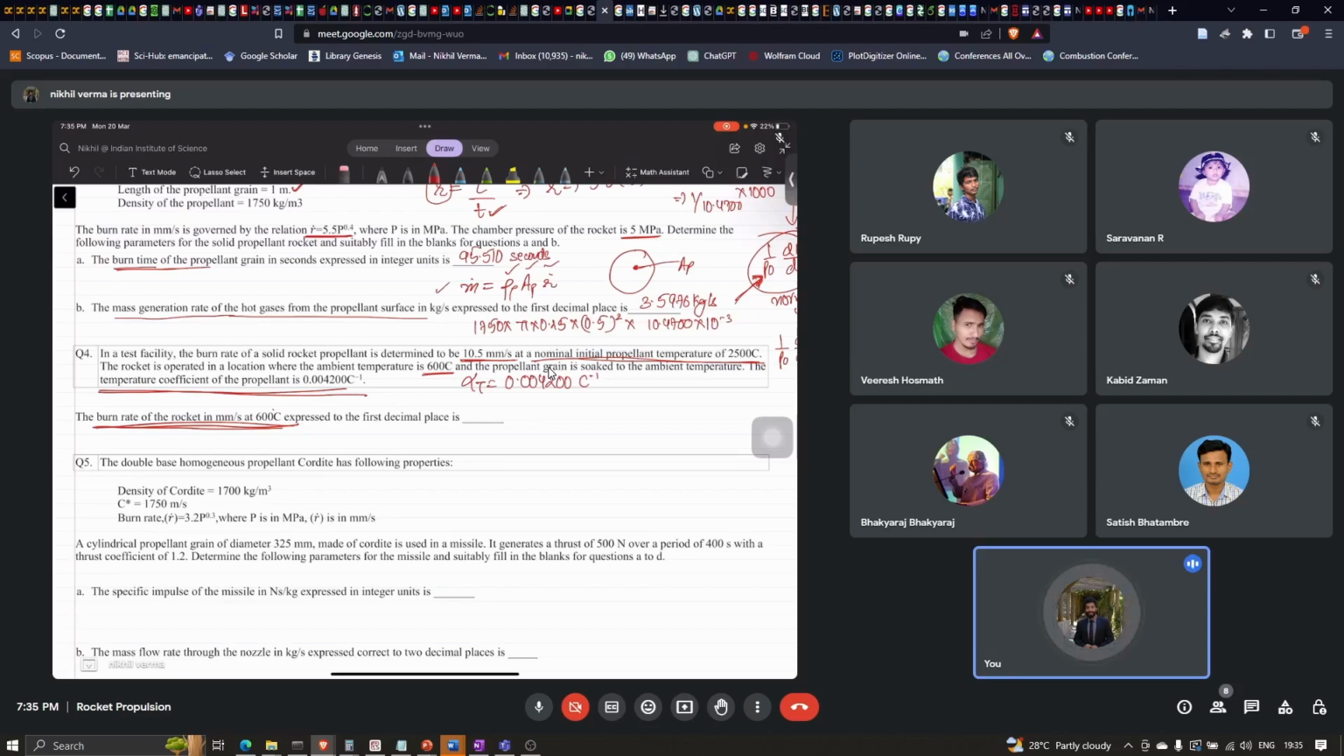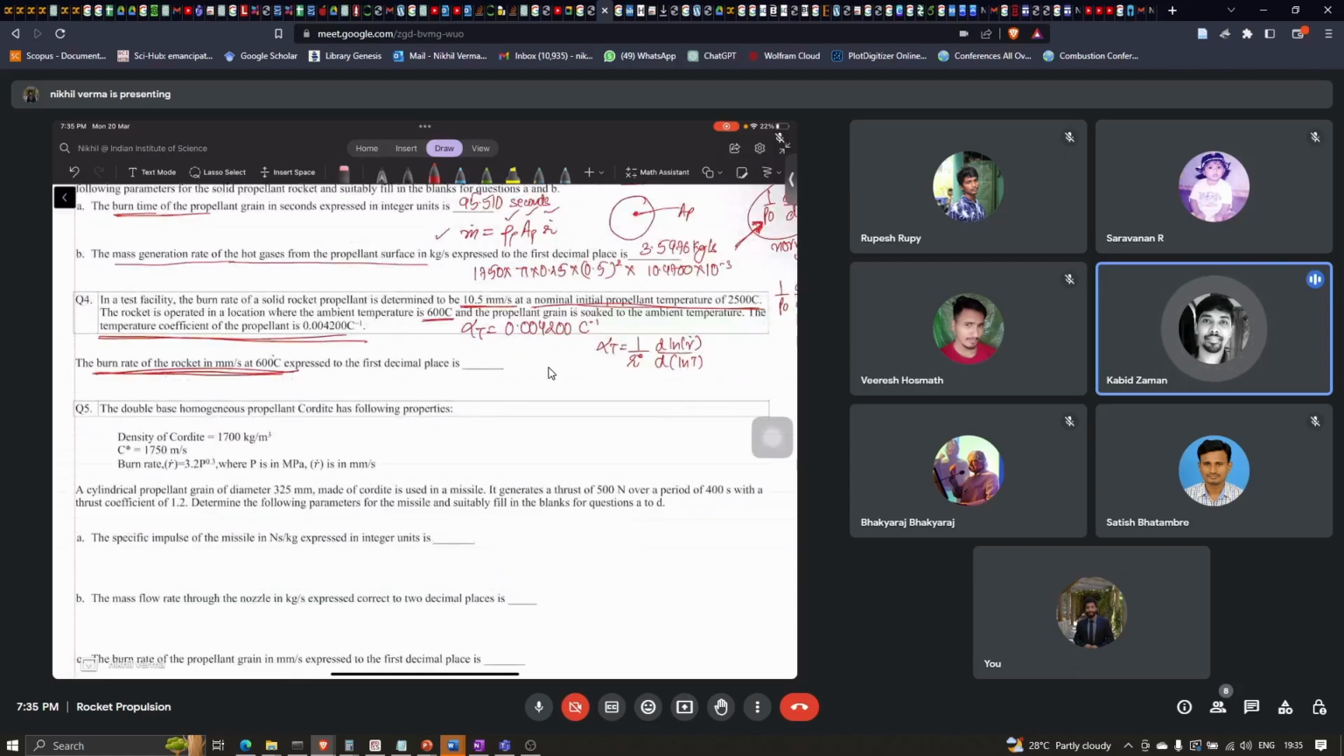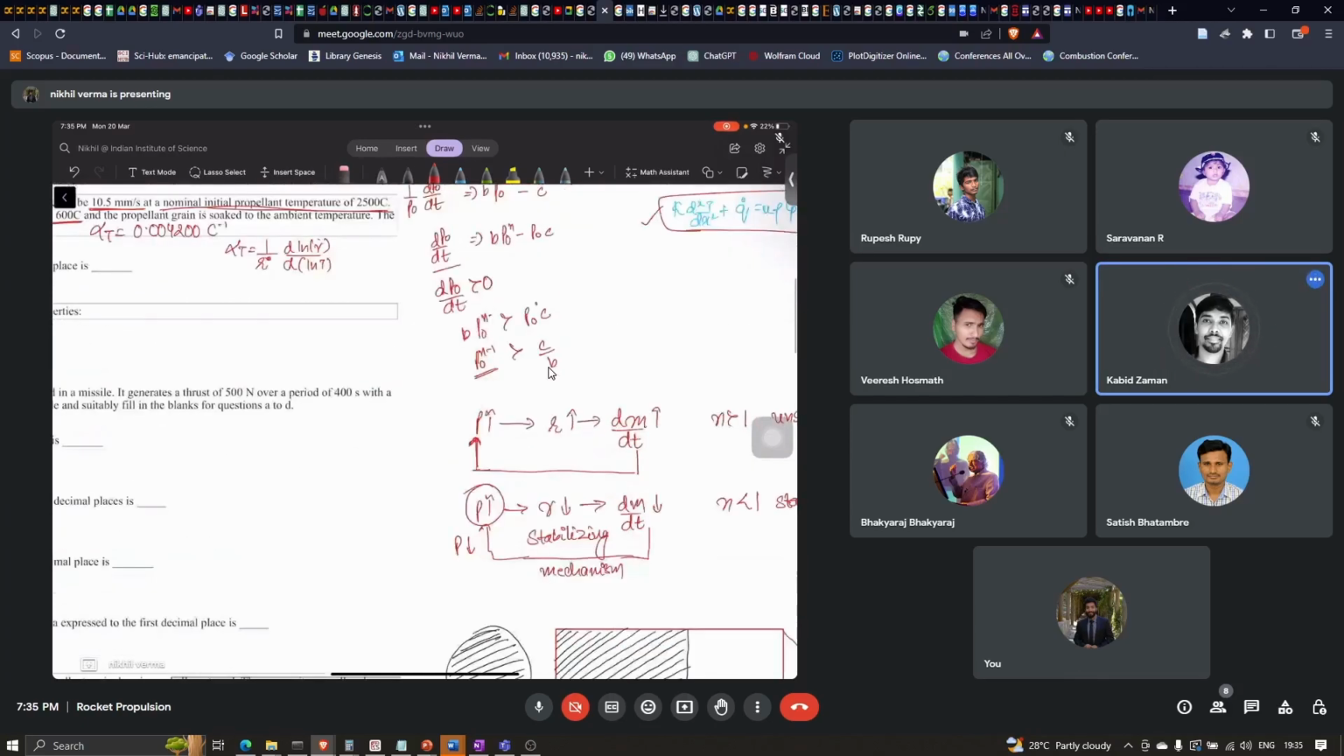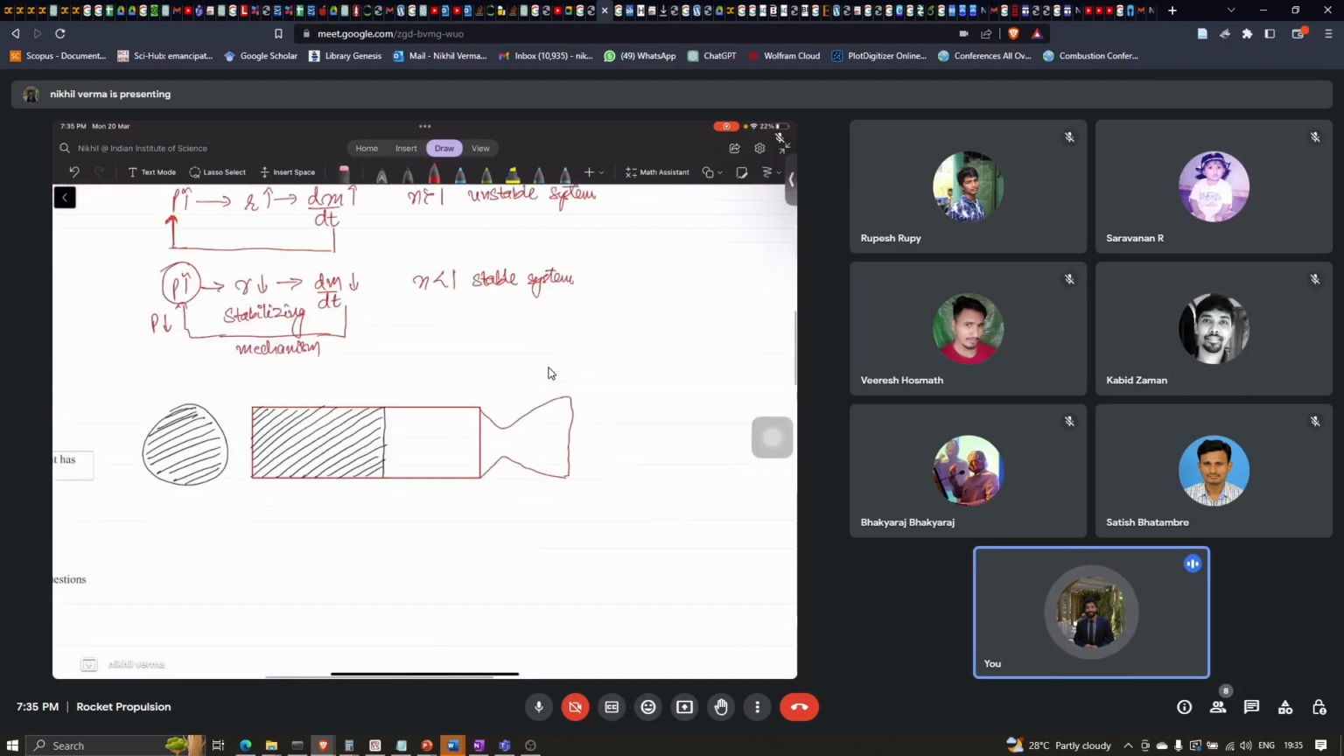So what is the definition of alpha T? This is R dot, d ln R dot by d ln T, right? I hope you remember this equation. Could you please elaborate a little bit on where this has come from? Okay, this is just a definition.